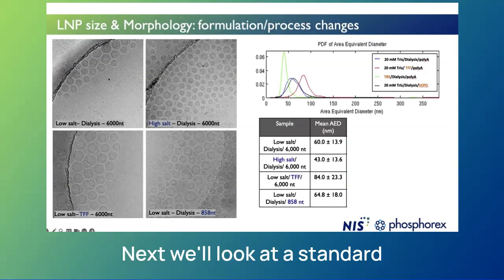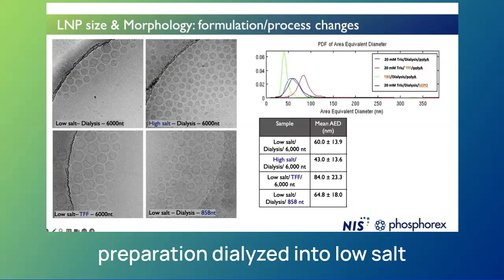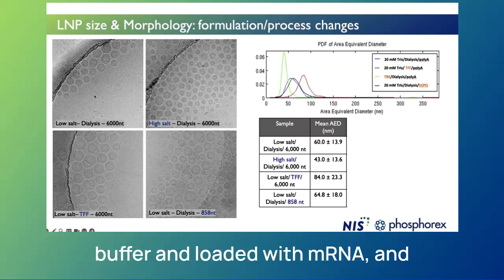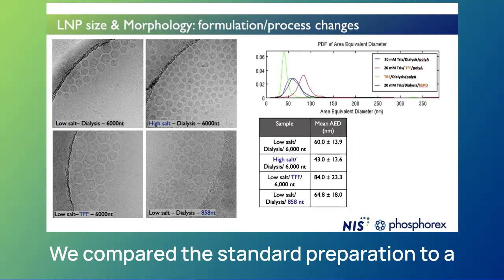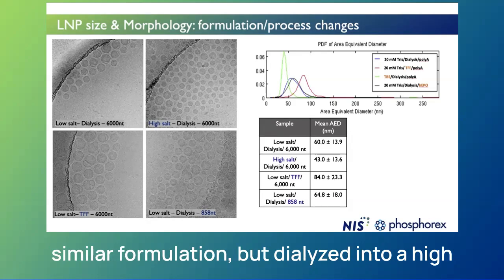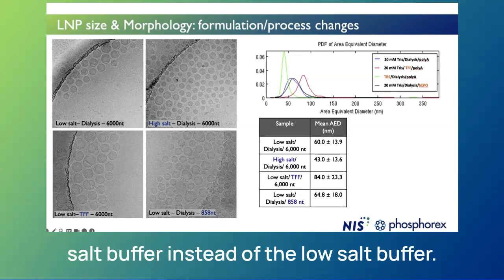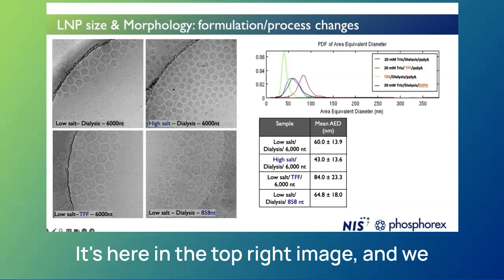Next, we look at a standard preparation dialyzed into low salt buffer and loaded with mRNA that is 6,000 nucleotides in length. We compare this standard preparation to a similar formulation, but dialyzed into a high salt buffer instead of a low salt buffer. It's here in the top right image.